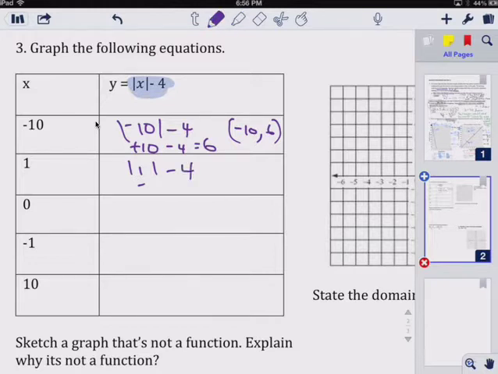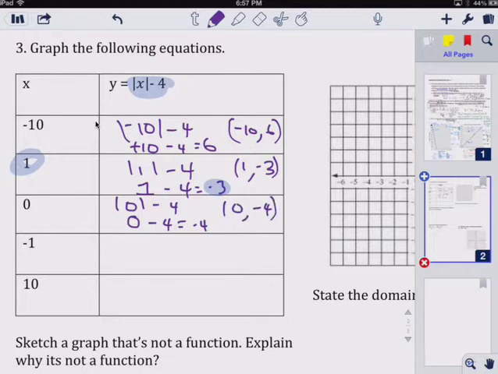Absolute value of 1 minus 4 is -3. So my ordered pair is 1, -3. This one here and this answer here. Absolute value of 0 minus 4: absolute value of 0 is 0, 0 minus 4 is -4. So the ordered pair is 0, -4.